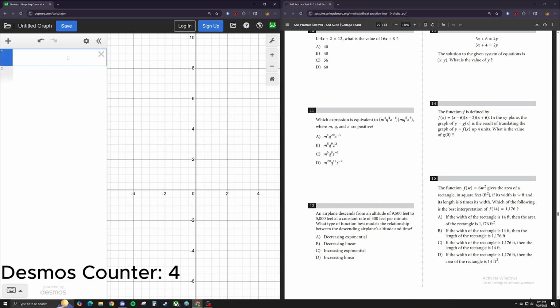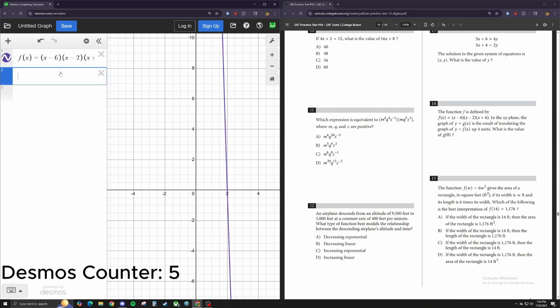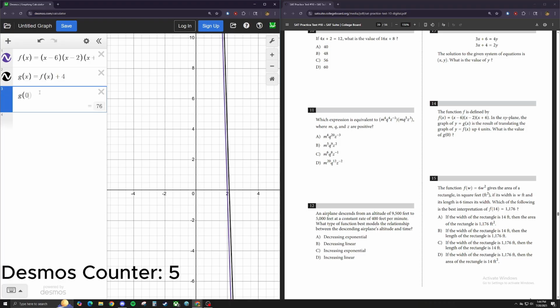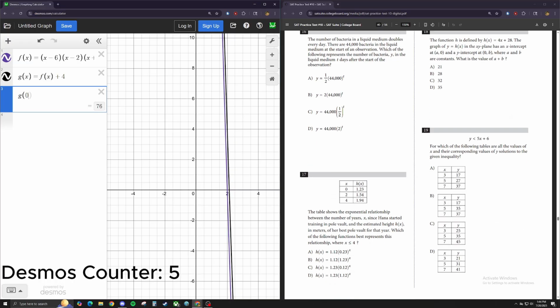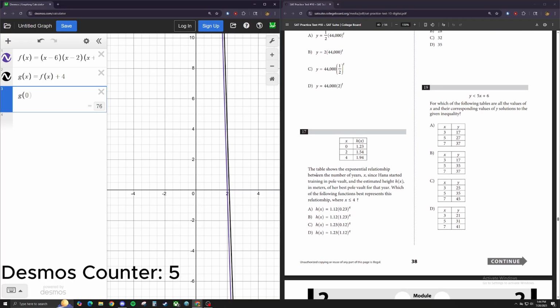Number 14, yeah, you could rearrange functions. So it's saying f of x is equal to x minus 6, x minus 2, and x plus 6, and asking what it looks like when you shift it up 4 units. So it's like, okay, f of x plus 4. So g of x equals f of x plus 4, and let's say g of 0 is 76. This next one just wants you to set up an equation, so Desmos can't really help you there.